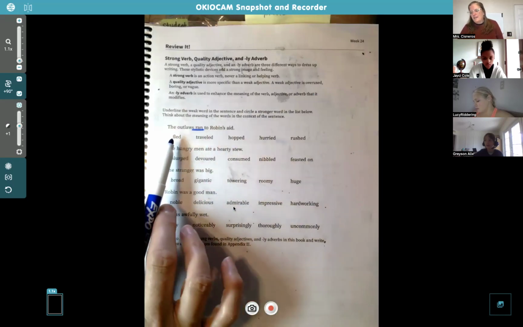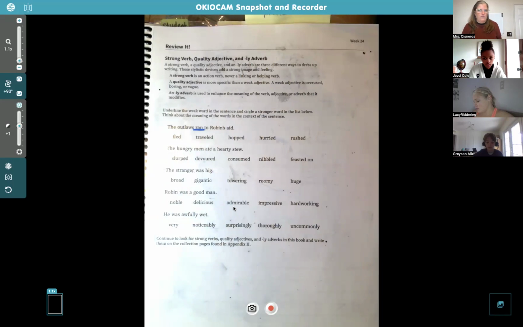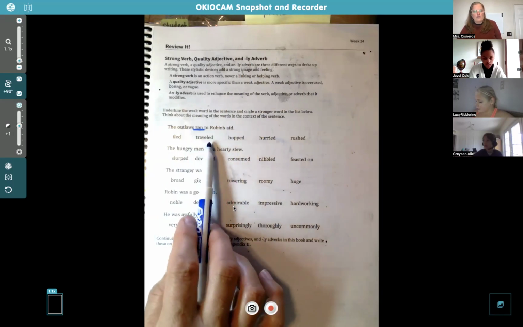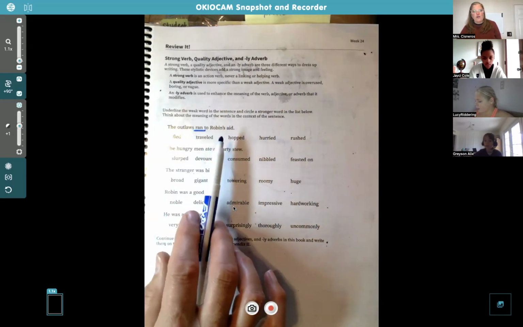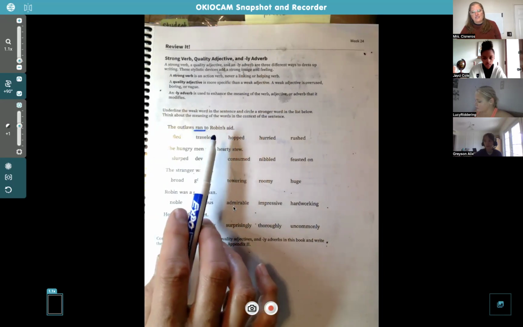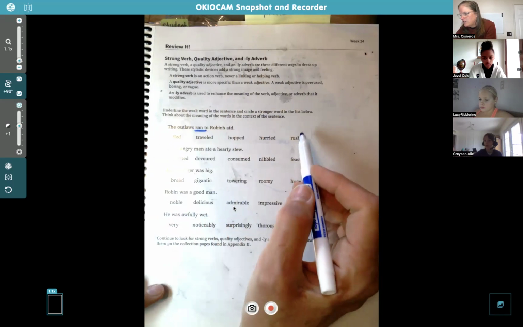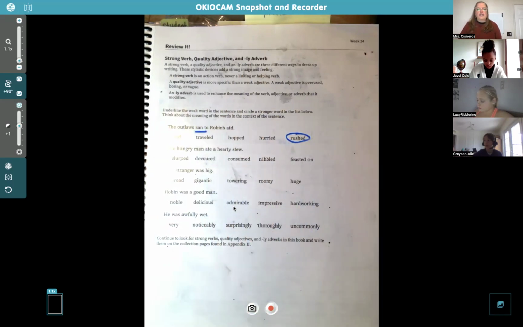And then fled means to go away from. So when you flee, you go away from something. So that's not going to work. Traveled is more like when you go on vacation. I mean, Robin needs help, basically. So it would either be hurried or rushed. I'm going to choose rushed. The outlaws rushed to Robin's aid. That would work.